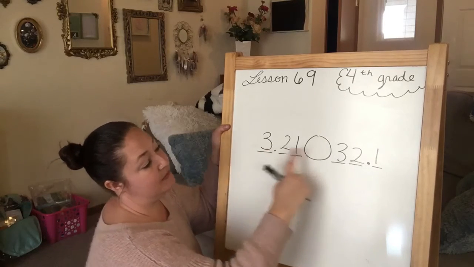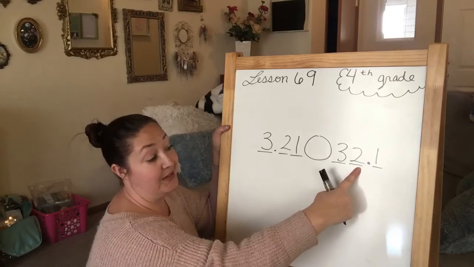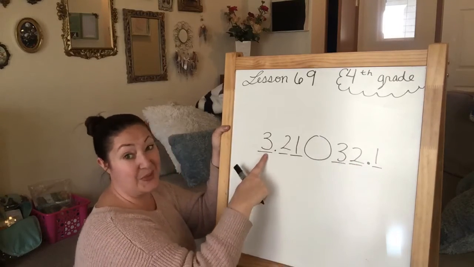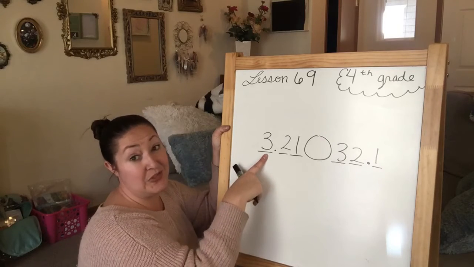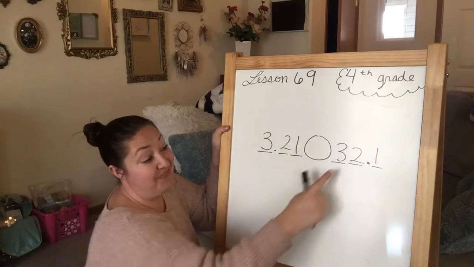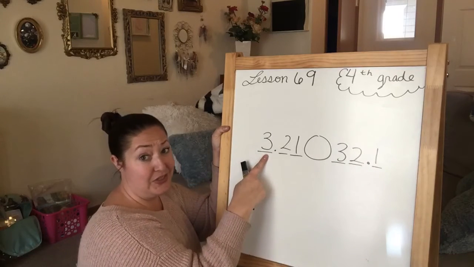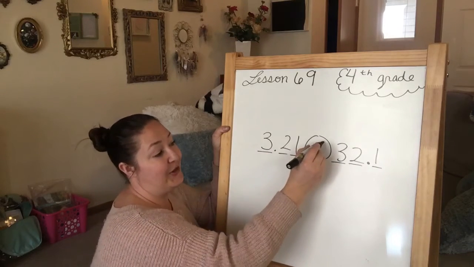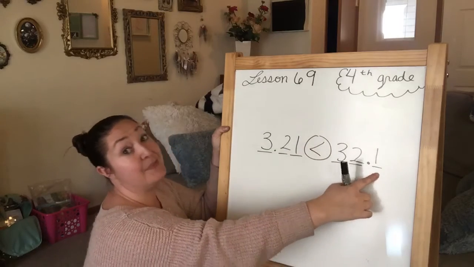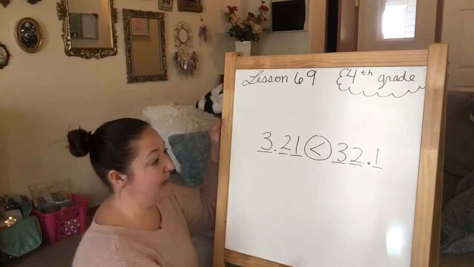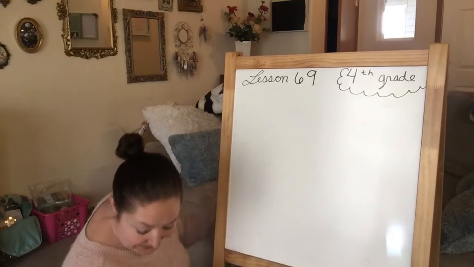3 in the ones place, and 2 in the ones place, but it has a 3 in the tens place. It's 32, and this one's only 3. So which one's greater? Do we even need to go on? 32 is much bigger than 3. So which is greater? 32 and 1 tenth is much greater than 3 and 21 hundredths. Think you got it?